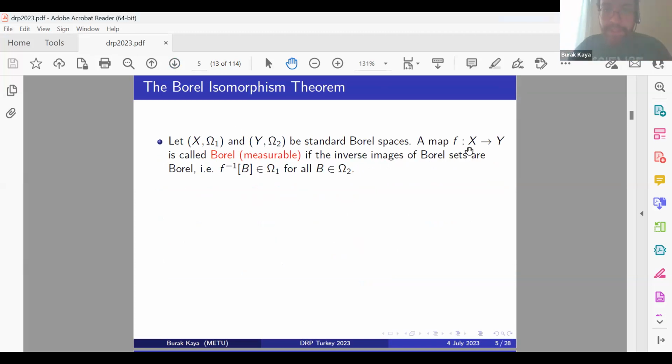You just take these. If you have a map between these two, X and Y, this is Borel measurable if the inverse images of Borel sets are Borel. Now compare this to the definition of continuous map.